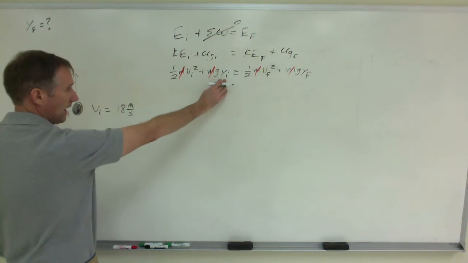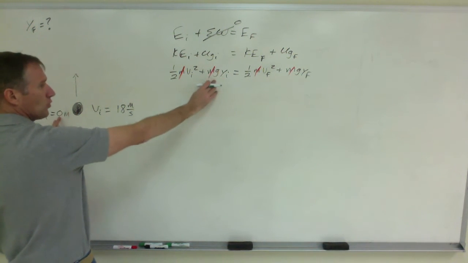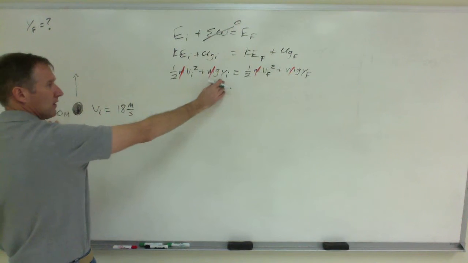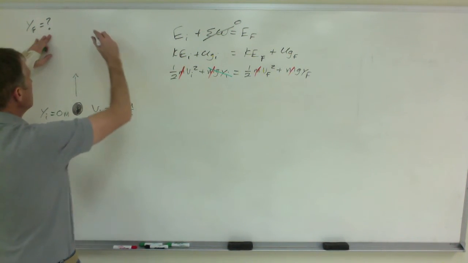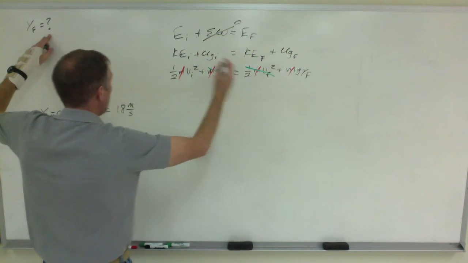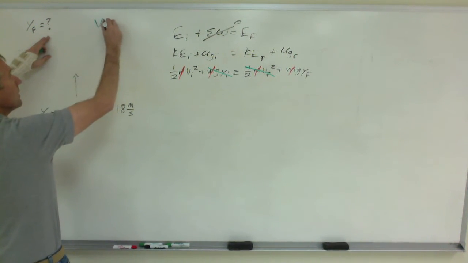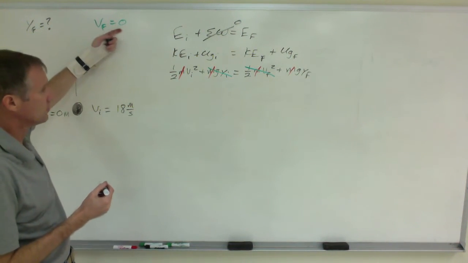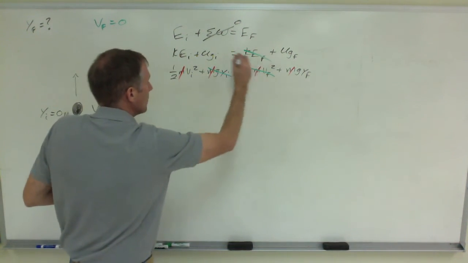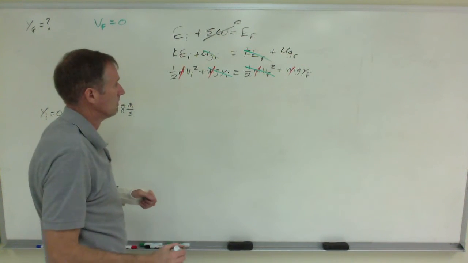This whole term is 0 because the initial height is 0, so it doesn't have any potential energy. The other thing I can cross out is this term right here. Why? Because it stops at its highest point, and the kinetic energy goes to 0. So that's 0, and that's 0. Well, that's kind of nice.